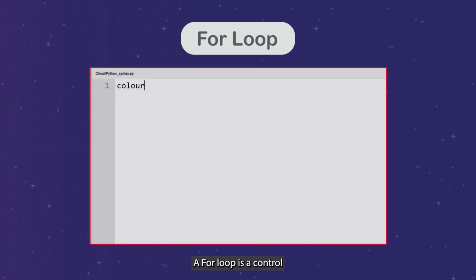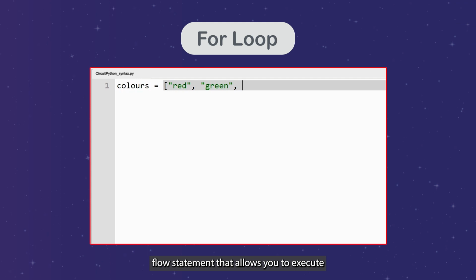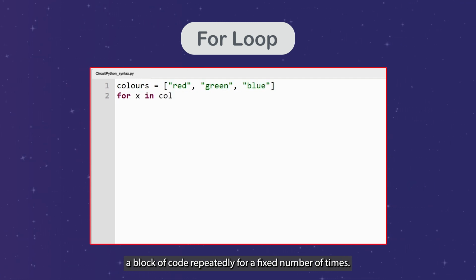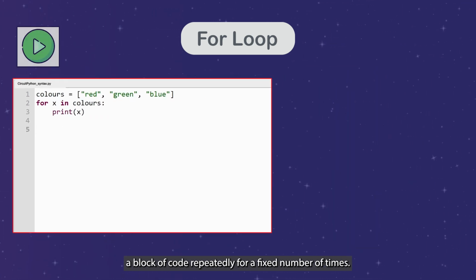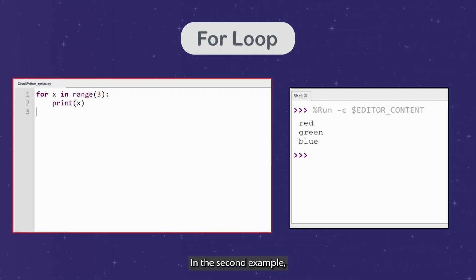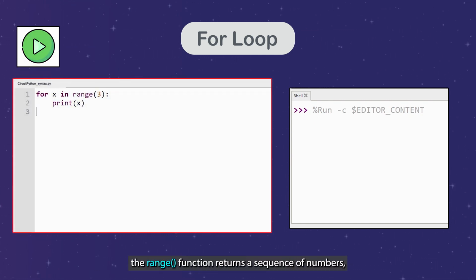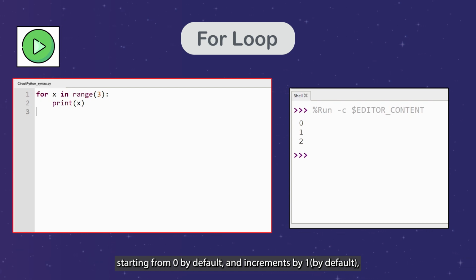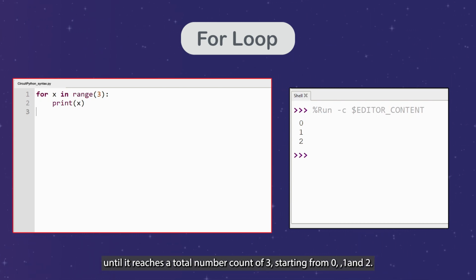A for loop is a control flow statement that allows you to execute a block of code repeatedly for a fixed number of times. It's commonly used to iterate over sequences such as lists, dictionaries, and strings. In the second example, the range function returns a sequence of numbers starting from 0 by default and increments by 1 until it reaches a total number count of 3, starting from 0, 1, and 2.